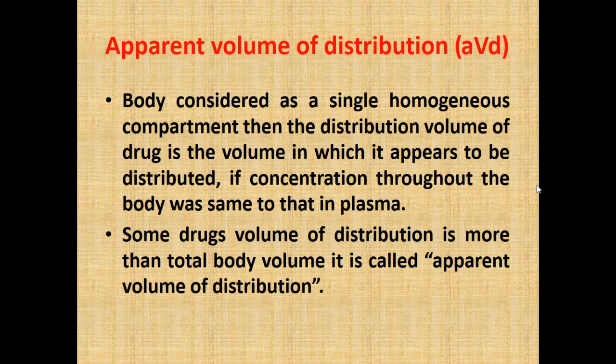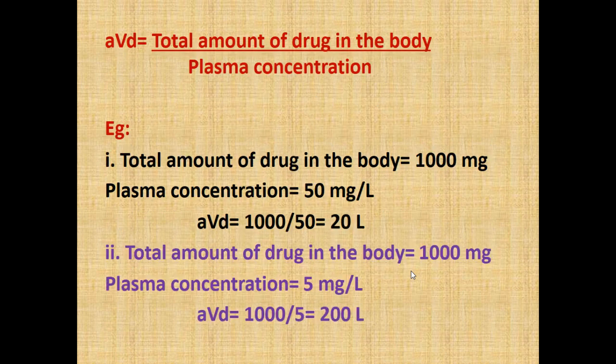How do we define the apparent volume of distribution? Some drugs have a volume of distribution more than the total body volume. If a drug has a distribution of more than 42 liters, it is called the apparent volume of distribution. What is its importance, and how is it calculated?